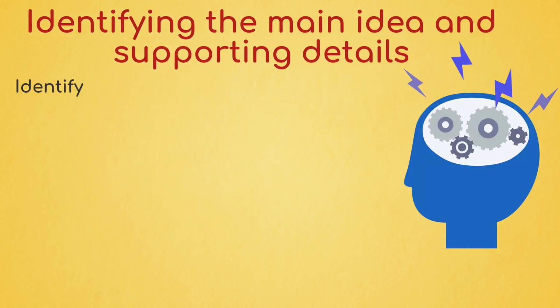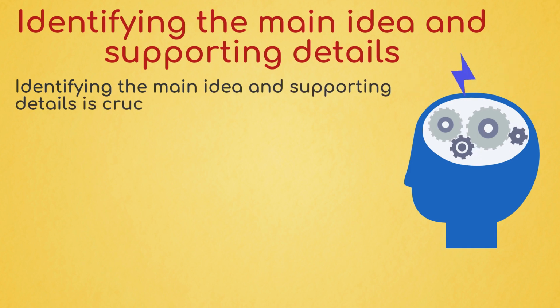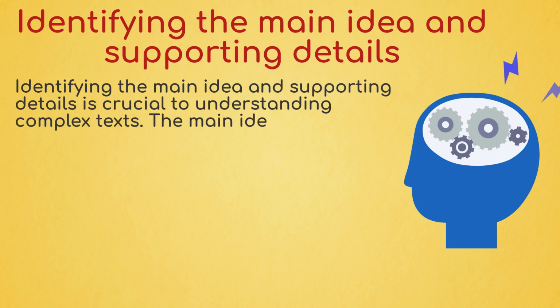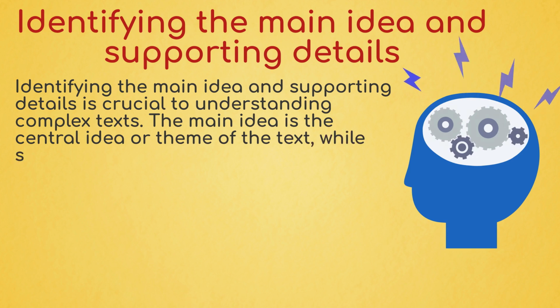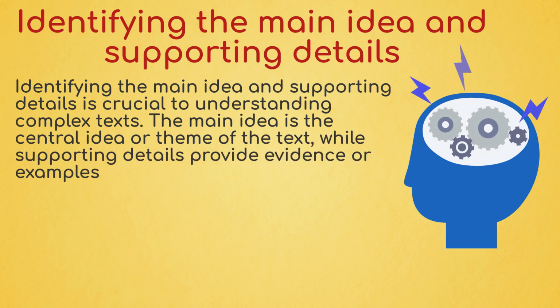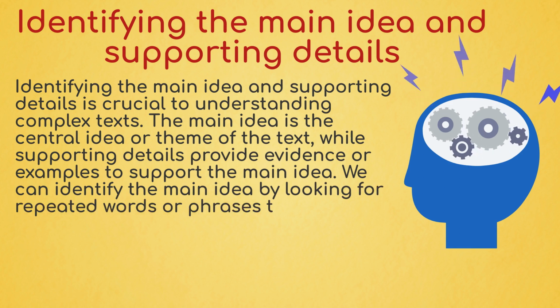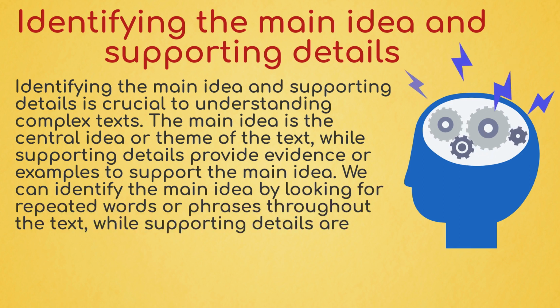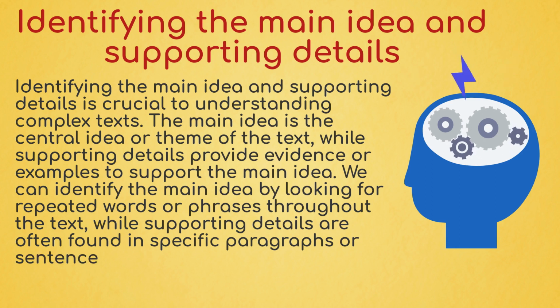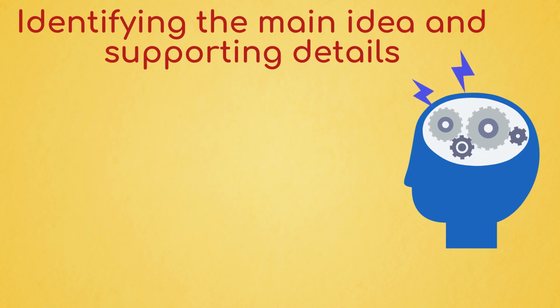Identifying the main idea and supporting details is crucial to understanding complex texts. The main idea is the central idea or theme of the text, while supporting details provide evidence or examples to support the main idea. We can identify the main idea by looking for repeated words or phrases throughout the text, while supporting details are often found in specific paragraphs or sentences.